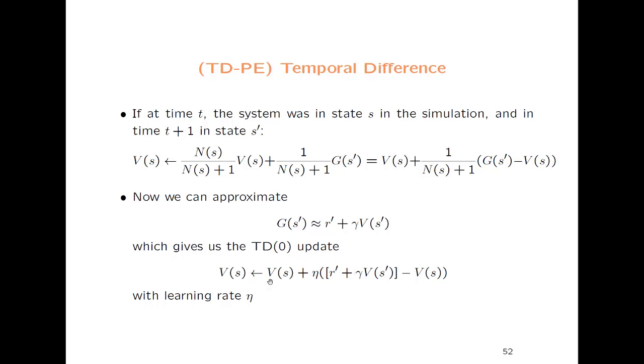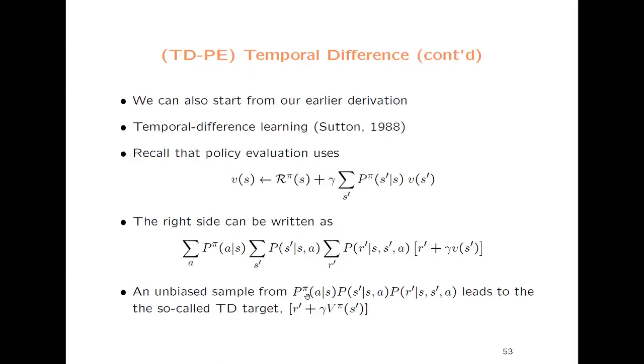Okay, let's look at this equation again. The update is: the new value at s is the old value at s plus the learning rate, and then the observed reward r prime plus gamma times the value function at s prime, so at the next state, minus V(s). And this is called the TD0 update of the value function. By the way, this algorithm was invented by Rich Sutton in 1988.